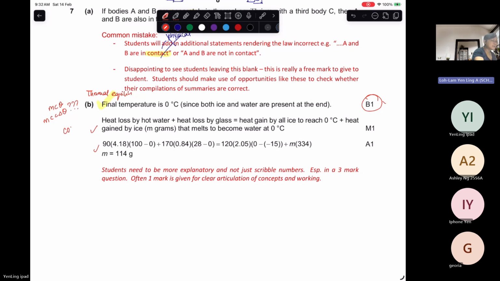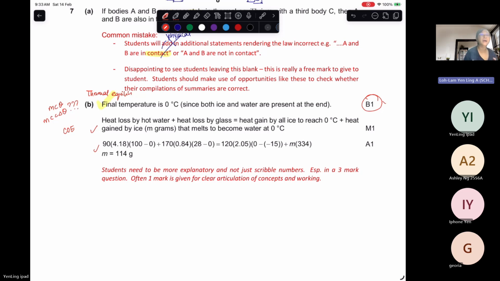So if you realize it's about conservation of energy, then especially for a 3-mark question, you really need to tell me, very specifically, how did this equation come about? Okay, logic, ideas put together. And what does each calculation mean?